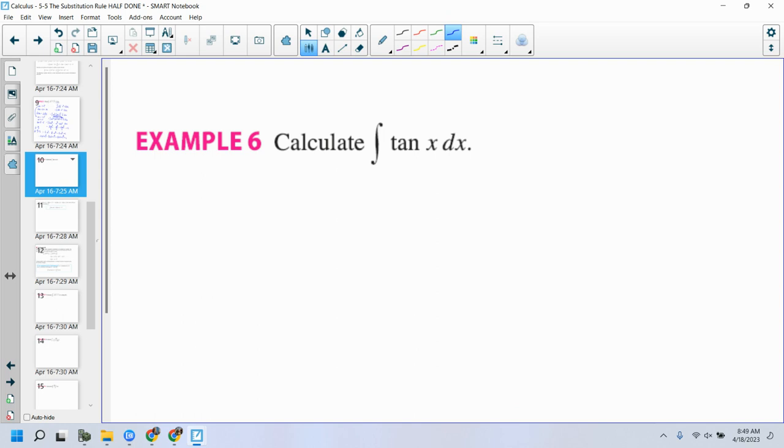All right. Calculate the integral of tangent x dx. Now, the integral of tangent should seem like it's relatively simple. What really is tangent? How could we, instead of writing it as tangent, what is tangent again? Sine over cosine, right? So let's try that.